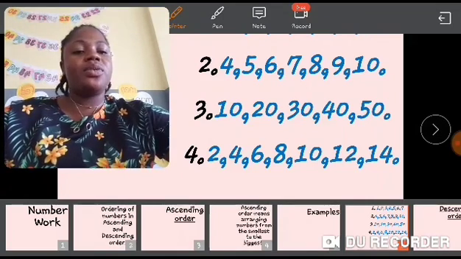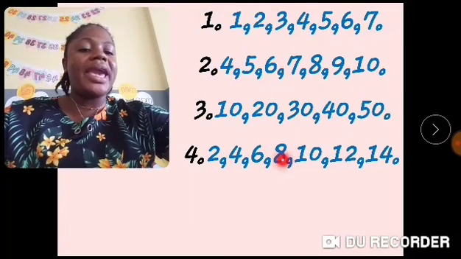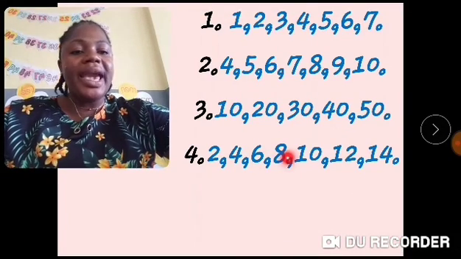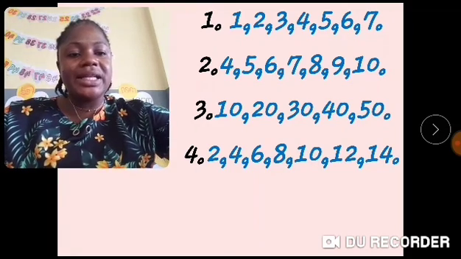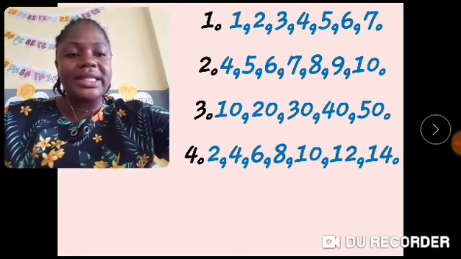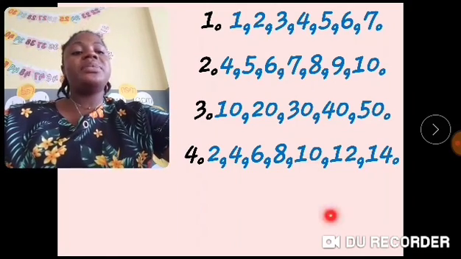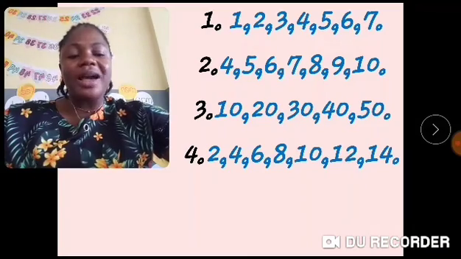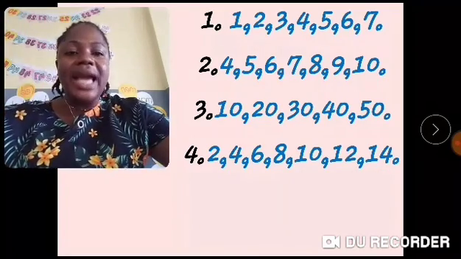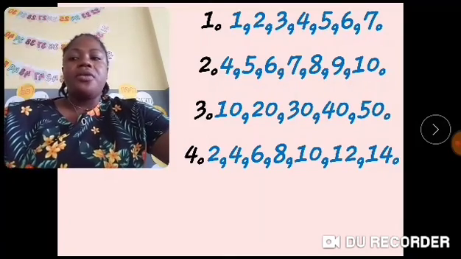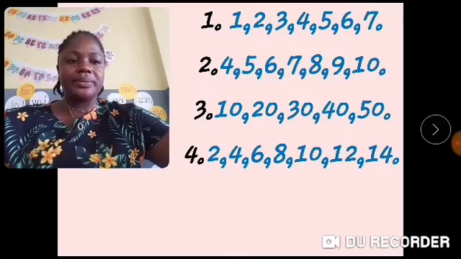6 and 8, which is the smallest? 6. So you write 6 before 8. 8 and 10, which is the smallest? 8. So you write 8 before 10. So it follows in that order. 10 comes before 12. 12 comes before 14. Okay, good. So that is ascending order, from the smallest to the biggest.